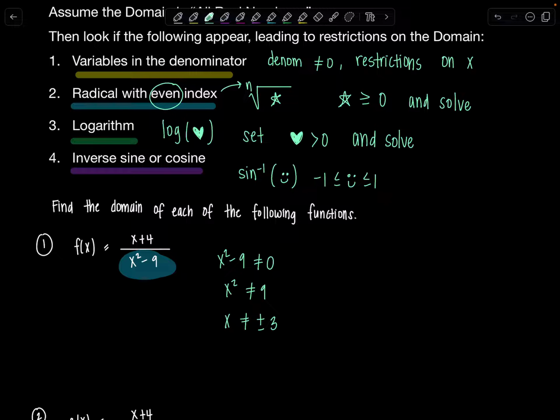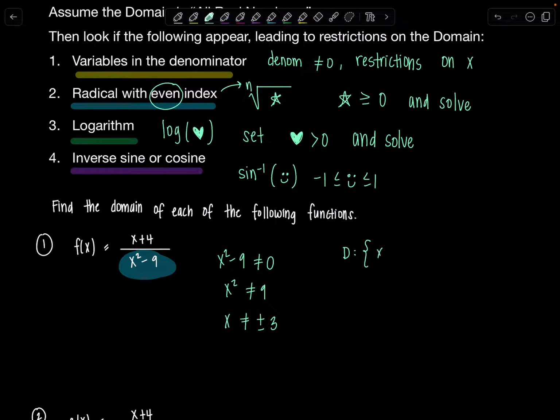In all the real numbers, infinitely many of them, everybody else is good, just not 3 or -3. And then how do we write our domain? Not like this. You have two options. You could write it in set builder notation or interval notation, and I'll show you both. I think set builder is more efficient for this particular function.